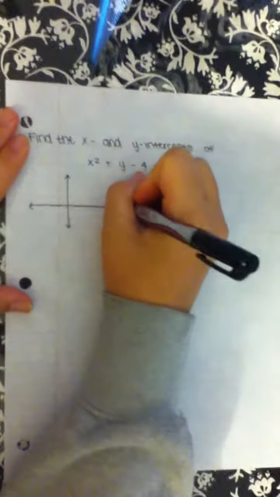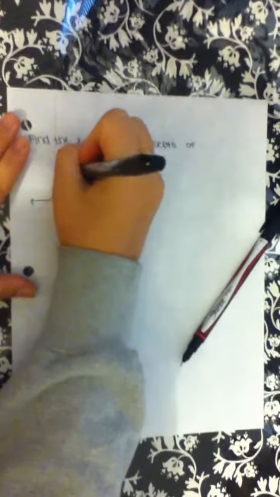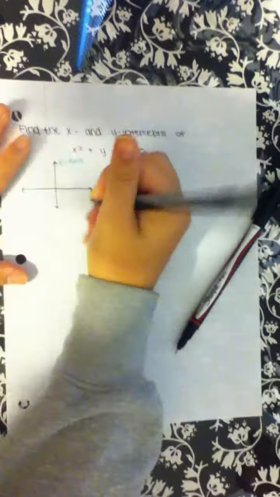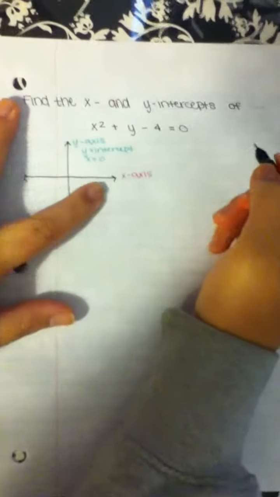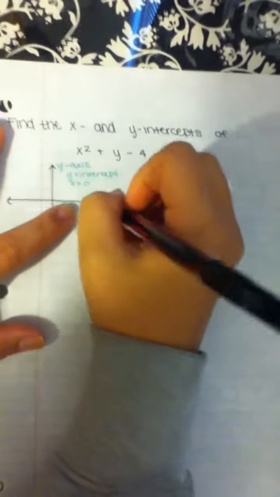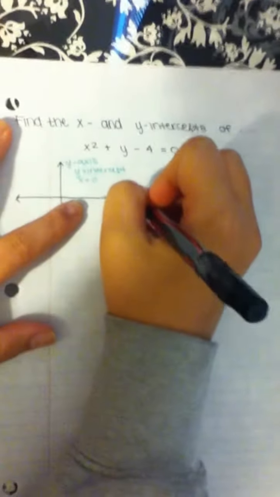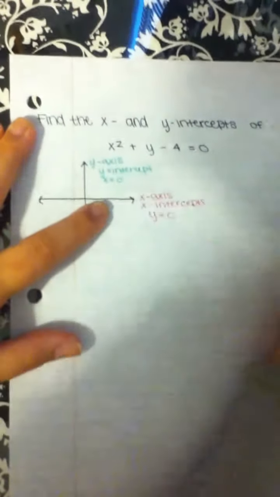This is our x-axis, and this is our y-axis. Any point that falls on our y-axis is considered a y-intercept, where x equals 0. Anything that falls on our x-axis is our x-intercepts, and our y equals 0.